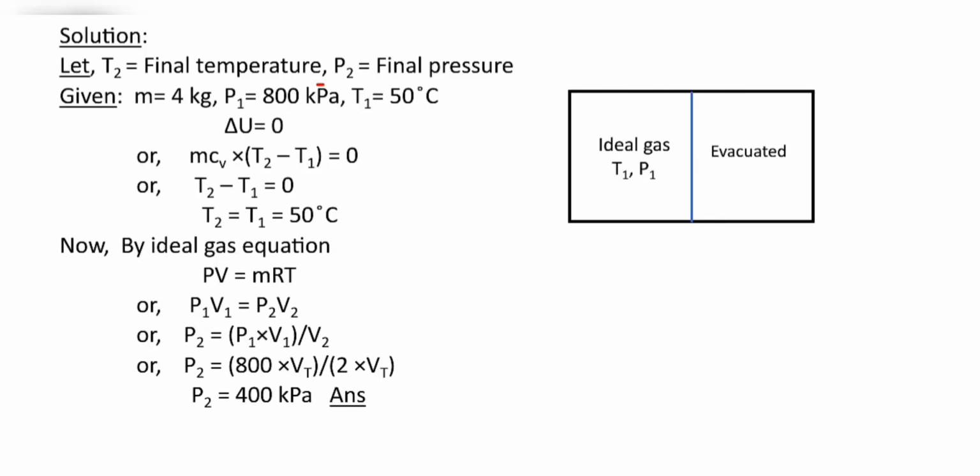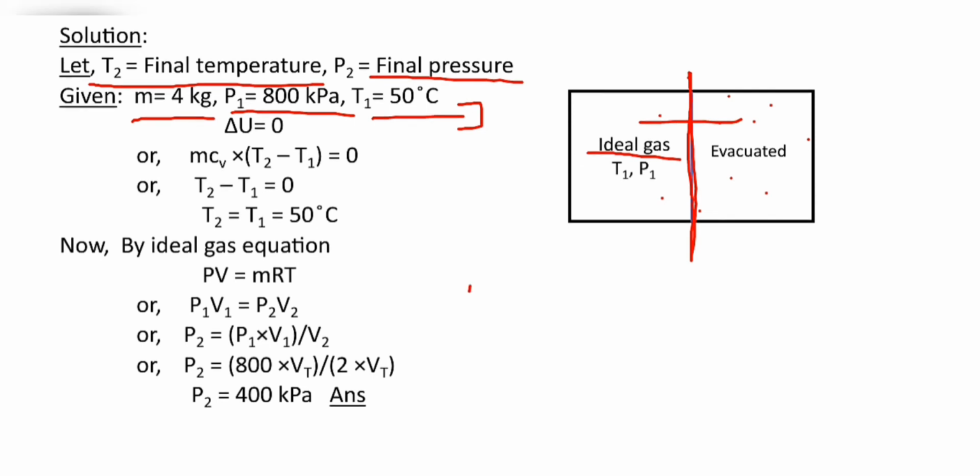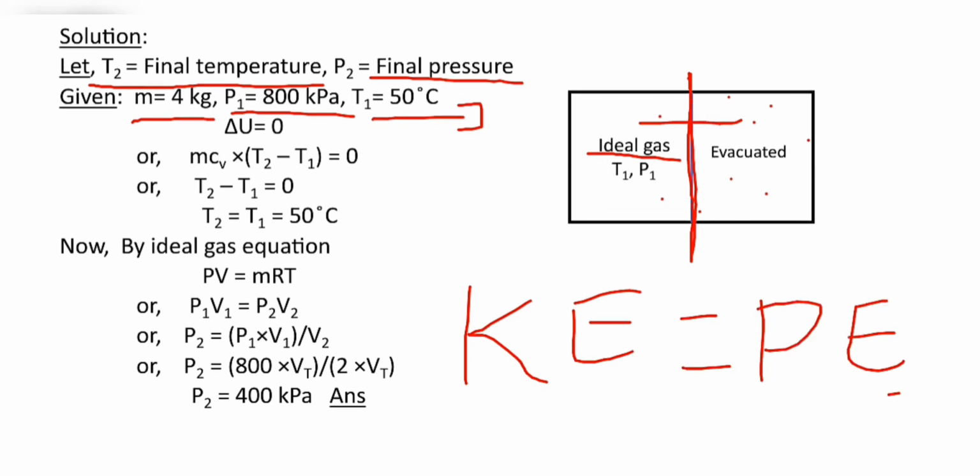Here I have supposed T2 is final temperature and P2 is final pressure. Mass of ideal gas, that is m, is 4 kg. P1 is initial pressure 800 kilopascal and T1, 15 degrees Celsius, is given in the question. According to the question, when this layer is removed the ideal gas expands throughout the tank, and in that situation potential energy of this ideal gas gets converted into kinetic energy. So kinetic energy is equal to potential energy, and in this way the internal energy is conserved.